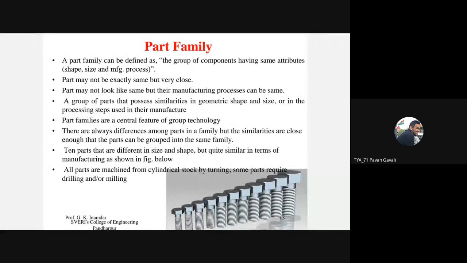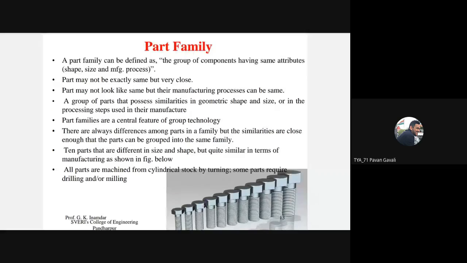Now, why is part family important? Anyone? In any industry, it is very difficult to manufacture different parts at the same time, because different parts require different machinery. But in a part family, the procedure is the same, the product is the same, only the dimension changes. That makes it very easy to manufacture and gives the maximum production. This is one of the advantages of part family.